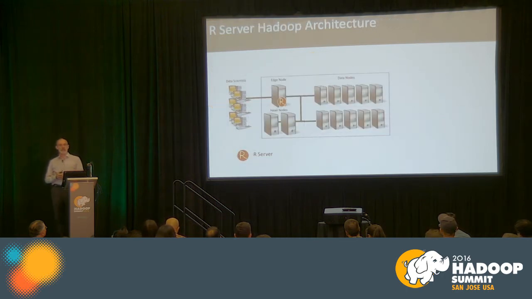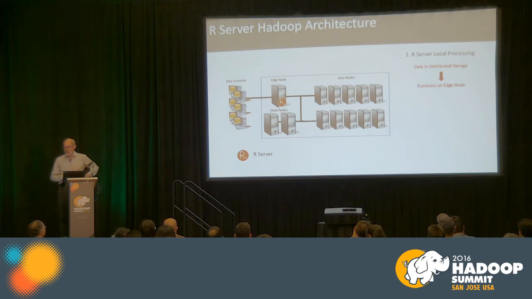So here I'll go into the architecture a bit of our server when it's running on Hadoop. I'm going to start by mentioning our server running on the edge node of the cluster. So we have the R engine running there, and we can do local processing on the edge node. Our server has the ability to either copy data from distributed storage to that edge node, or to stream data from the distributed storage to the edge node, and then process it on the edge node. This is an appropriate way to go if you are working with a relatively small amount of data that you can process on one node.